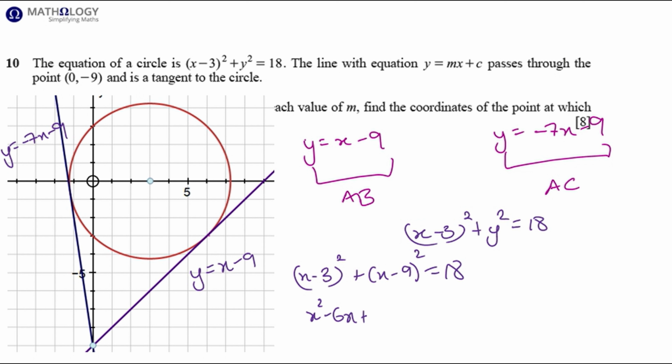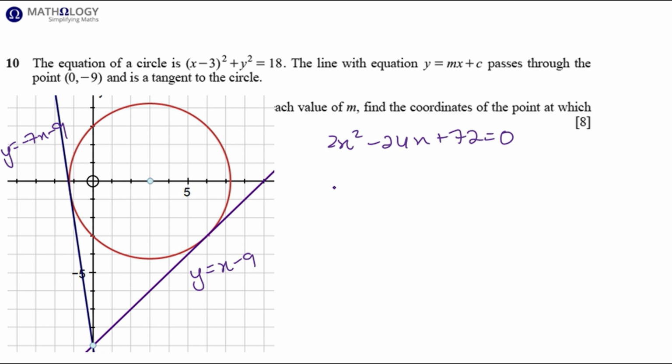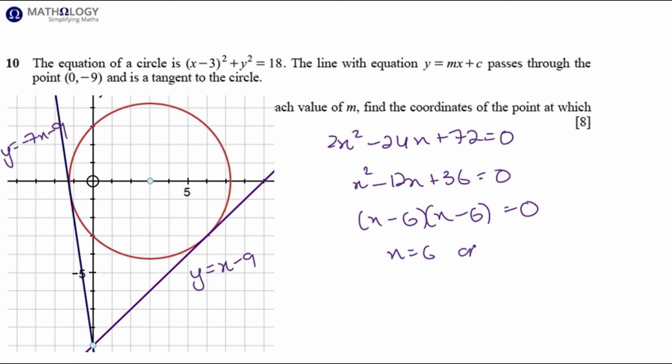x squared minus 6x plus 9 plus x squared minus 18x plus 81 equals 18. 2x squared minus 24x plus 72 equals 0. x squared minus 12x plus 36 equals 0. x minus 6 times x minus 6 equals 0. It should not be surprising that we get a single value of x because we have a tangent touching a circle, so there's only one point of intersection.